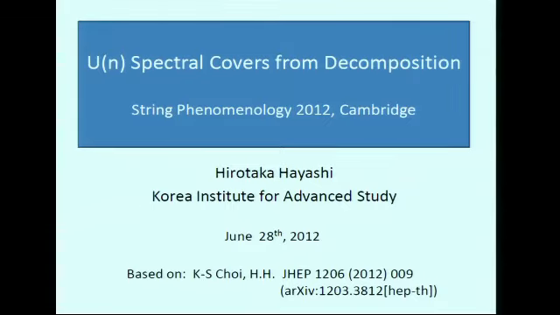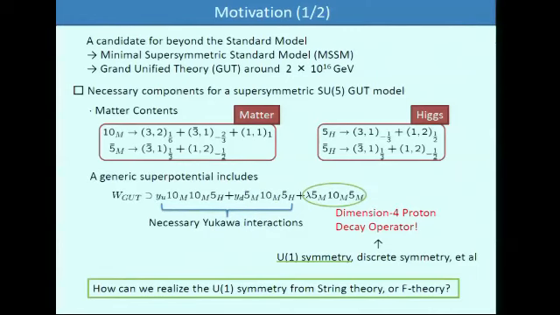Let me start from the motivation. The minimal supersymmetric standard model, a candidate for physics beyond the standard model, has been studied extensively so far, and this MSSM can predict grand unified theory at very high energy. In simplified grand unified models, the standard model matter content is summarized in nice representations of the SU(5) grand unified gauge group.